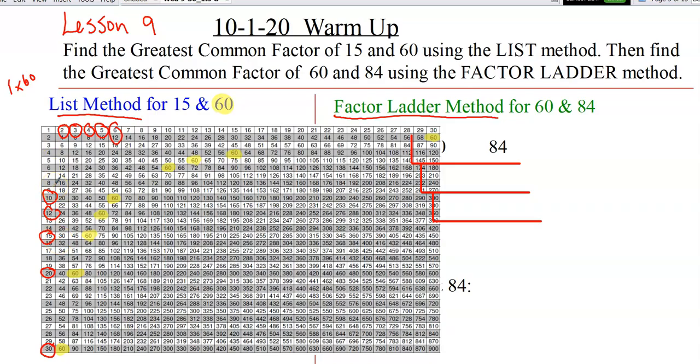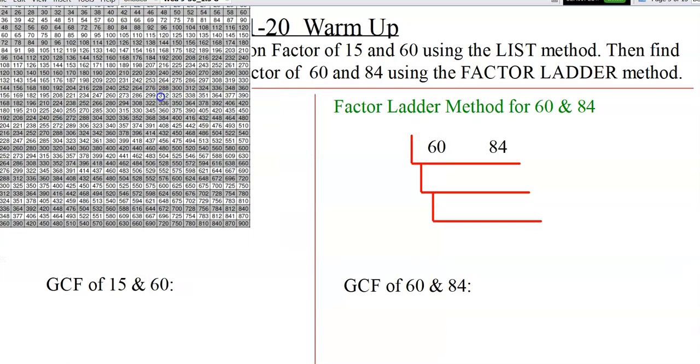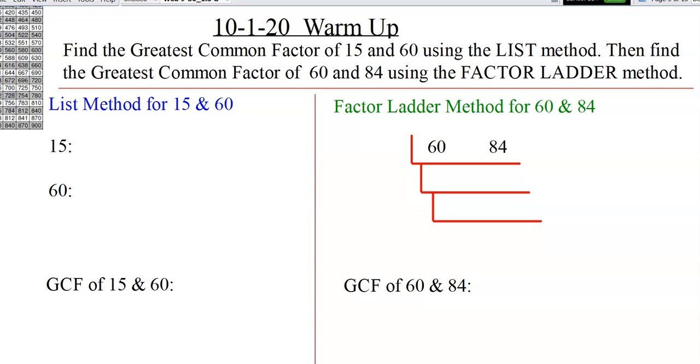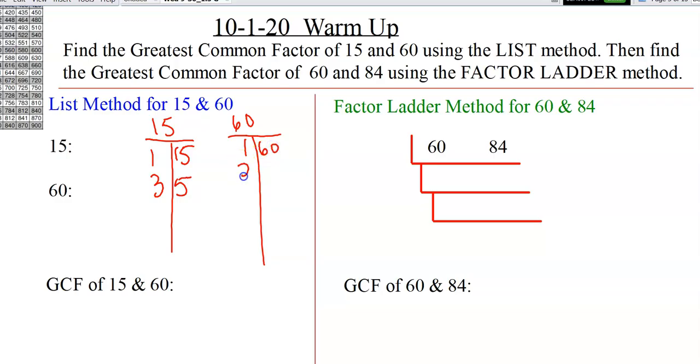So that's just a quick tip on how to use a multiplication chart to find the factors when you're making a list of factors. Okay, so let's clear that. I'm going to move this over, and you need to go ahead and list the factors. I'm going to write my t-charts back. There's 15: 1 times 15, and 3 times 5. And for 60: 1 times 60, 2 times 30, 3 times 20, 4 times 15, 5 times 12, 6 times 10.